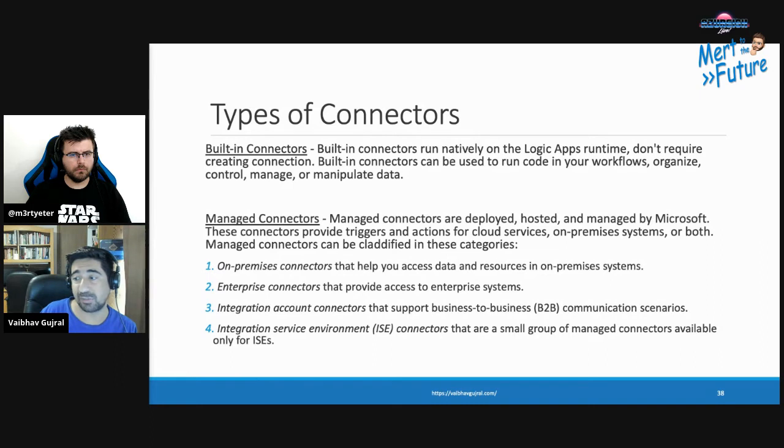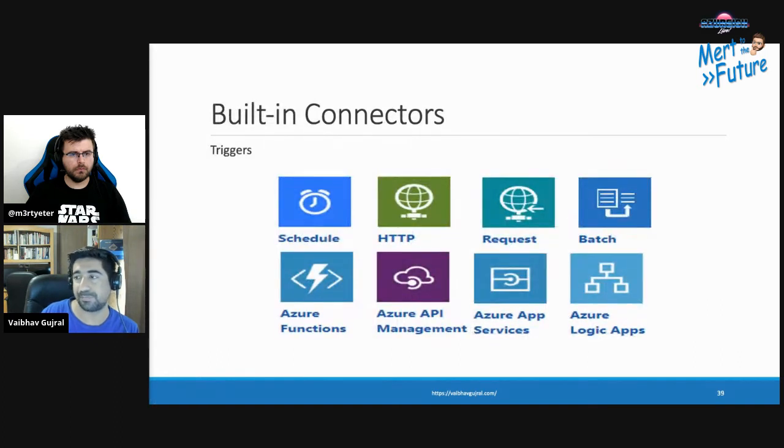Managed connectors come in four different forms. On-prem connectors, as the name suggests, help you connect to your on-prem resources. Enterprise connectors provide access to your enterprise systems. Integration account connectors support B2B scenarios. And ISE, or integration service environment, connectors are a small group of connectors which are specific to ISEs. I will talk about what ISE is in one of the later slides.